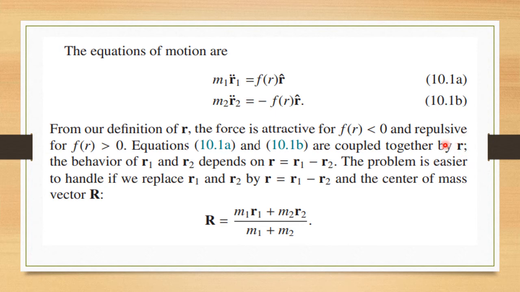Now we are trying to find out how we can relate these two equations, or how we can combine them in the form of r. You know the relation r is equal to r1 minus r2. So the problem becomes easier if we replace r1 and r2 by r equal to r1 minus r2. Now we define a center of mass vector R equal to (m1 r1 plus m2 r2) divided by (m1 plus m2). This is the position of the center of mass of the two particles m1 and m2.